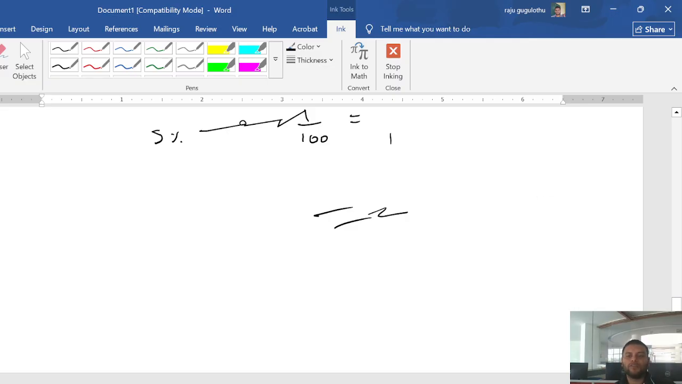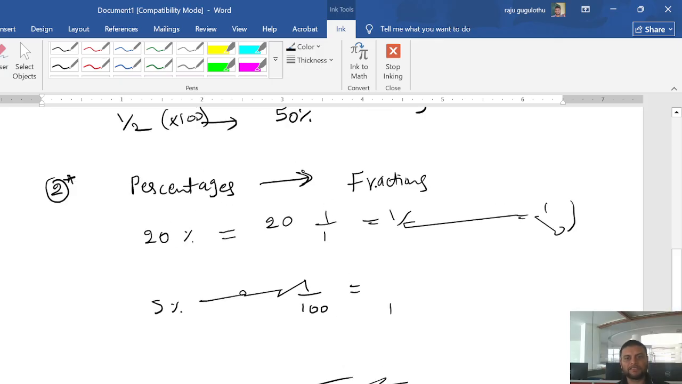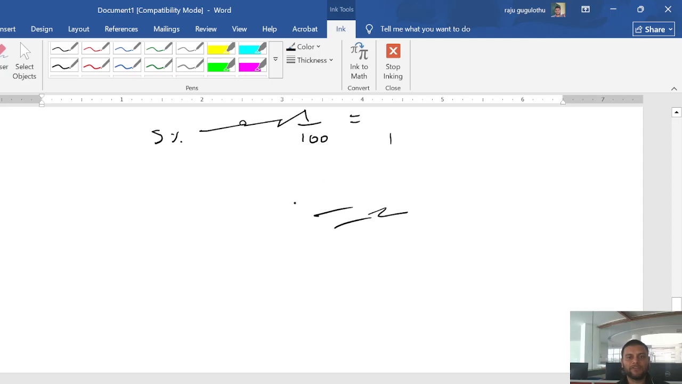Okay. So this is how we convert a given percentage to fraction. I'll take one more example and we will convert that. Let us take 30 percentage. If I want to convert 30 percentage into its fraction, I simply have to replace the percentage symbol with 1 by 100. Then this will become 30 by 100 and it will become 3 by 10. So 30 percentage in fraction can be written as 3 by 10.